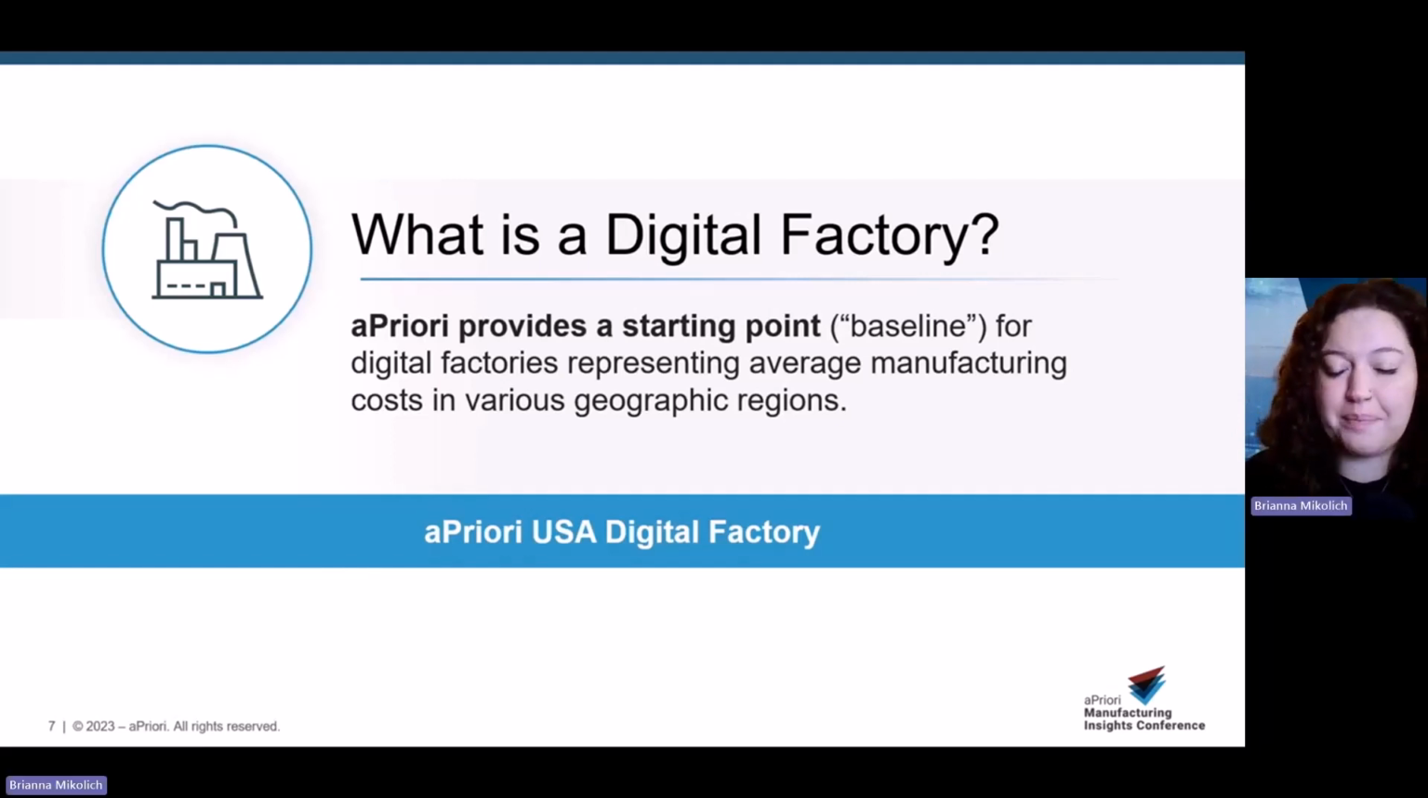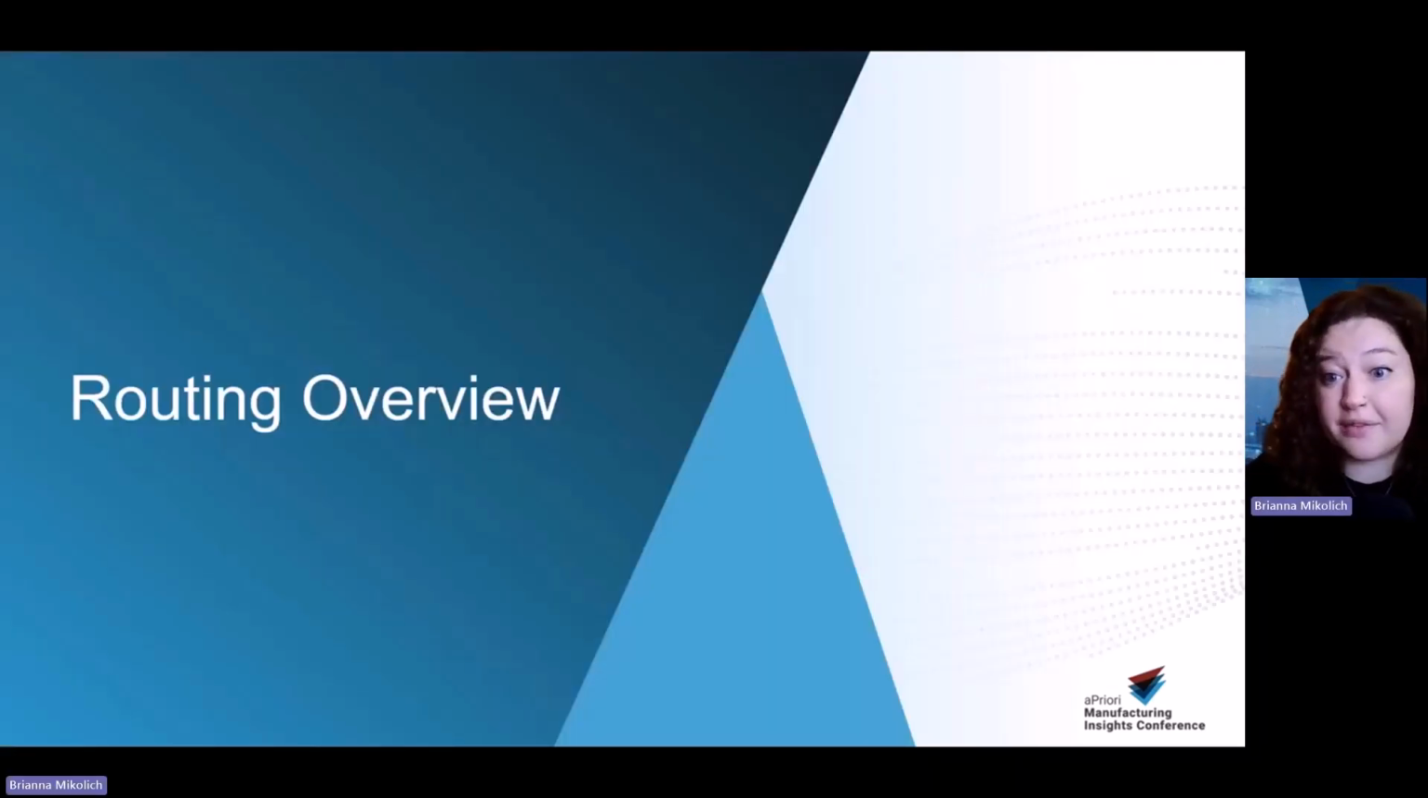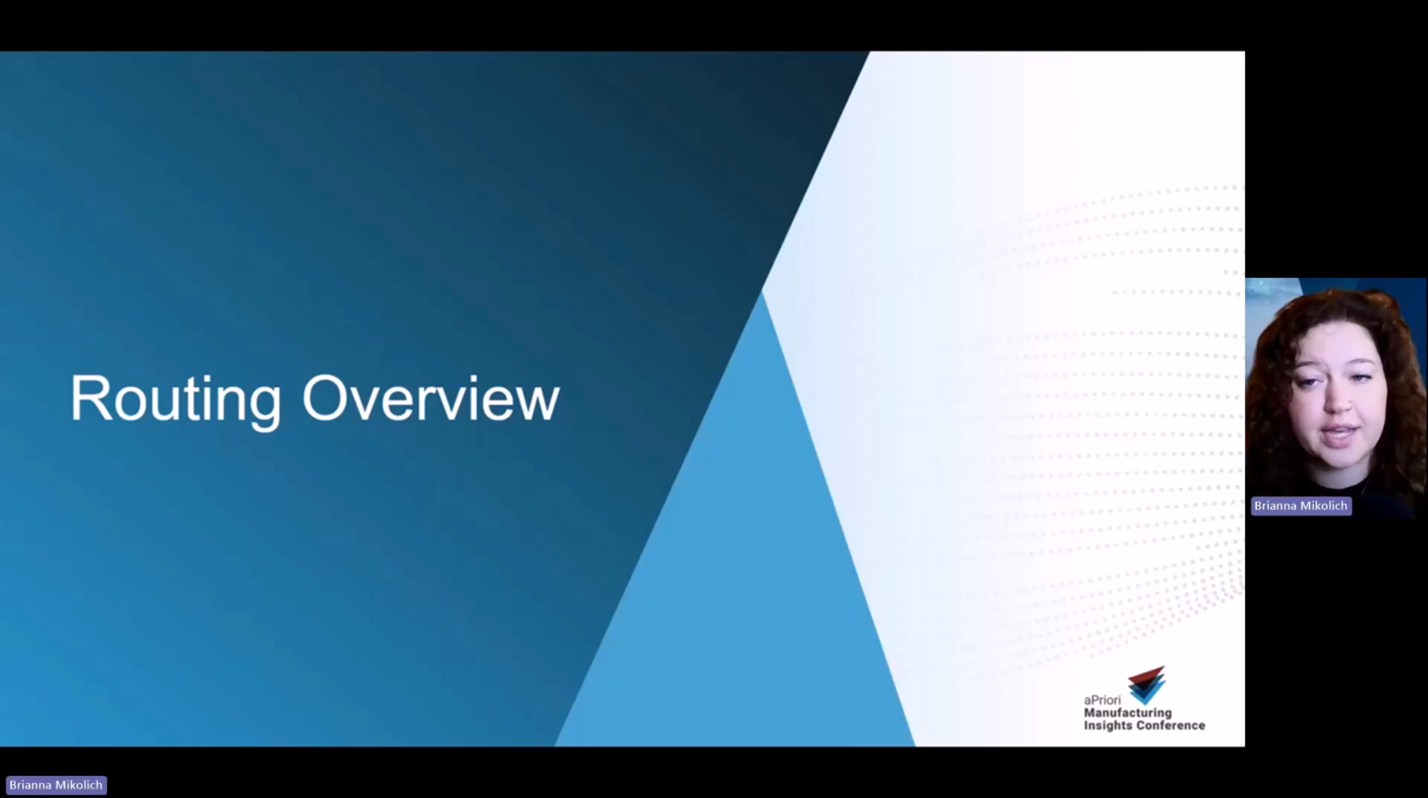So now that we've talked a bit about digital factories, let's take a deeper dive into the routing. The two main inputs required for costing in aPriori are digital factory and process group, essentially where it will be manufactured and how it will be manufactured. These two inputs will determine which cost models are referenced and which routings will be considered for the part. And I think the easiest way to understand routings is to simply go through an example. So that's what we're going to do now.